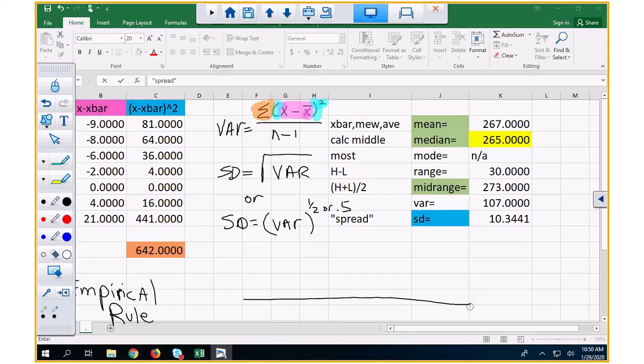Empirical rule. You draw a curve. You put 3 marks on the left, 3 marks on the right.